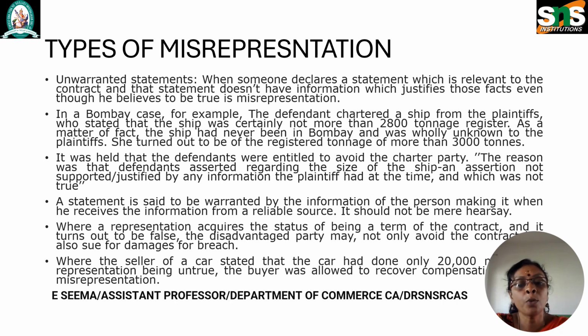A statement is said to be unwarranted by the information of the person making it when he receives the information from a reliable source. Where a representation acquires the status of being a term of contract and it also turns out to be false, the disadvantaged party may avoid the contract and also sue for damages for breach. Where the seller of a car stated that the car had only $20,000, the representation being untrue, the buyer was allowed to recover compensation for misrepresentation.